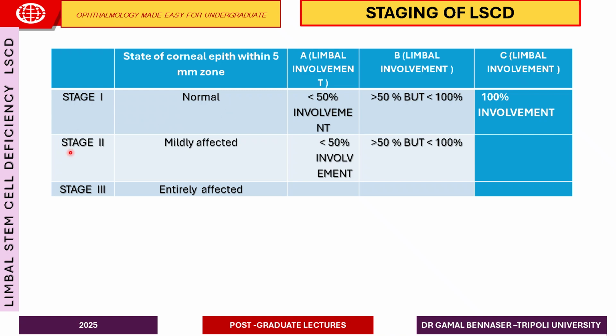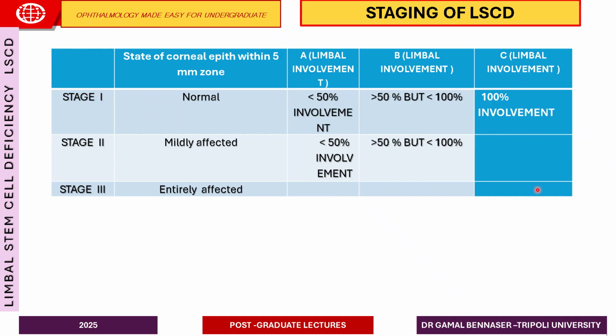Now for stage 2, there is mild affection of the central 5 millimeter zone, and it also has a stage A that is less than 50% involvement of the limbus, or stage B that is more than 50% but less than 100% involvement of the limbus. As you can see here, there is no C substaging. Now for stage 3, there is entire involvement of both the limbus and the central 5 millimeter zone of the cornea, so there will be no further substaging.